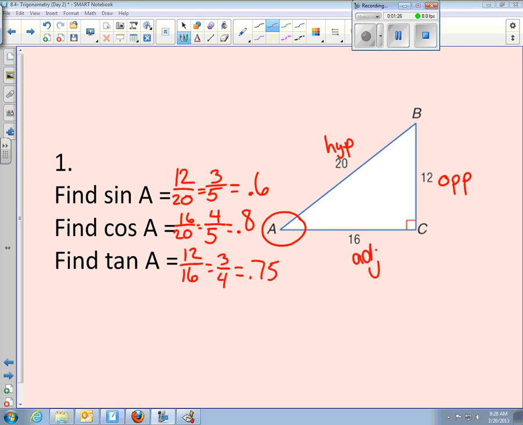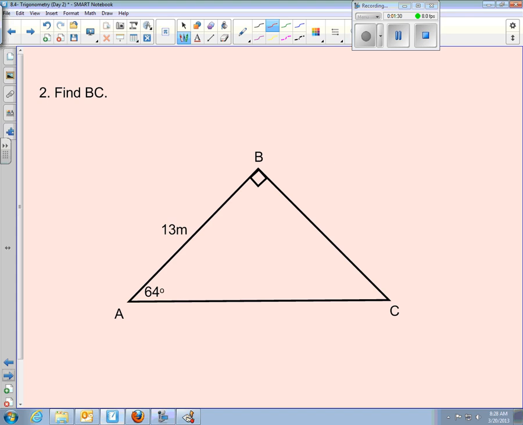All right, check your answers with mine, see if you got the same. Great. The next few problems are just going to be a little bit of review for us. So it says find BC. Well, BC doesn't have a label for its side, so let's just label that x. We have our angle A, which is 64 degrees, and across from it is our x. That's our opposite. And right next to it is our 13, which is our adjacent.